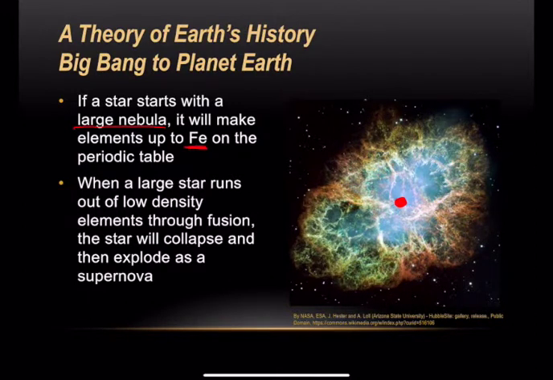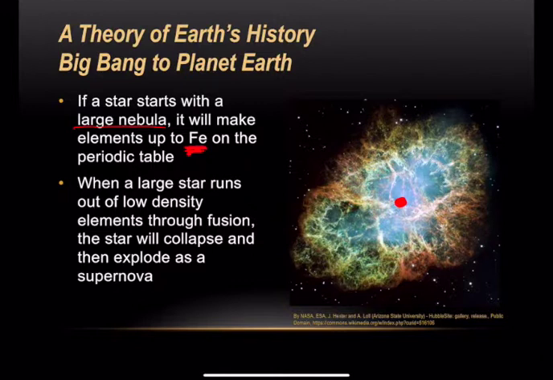It won't make any elements that are higher density or higher mass than iron. As the star goes from making hydrogen to helium and all the way through the elements to iron, it starts to run out of its fuel. The hydrogen and then the helium in each of these becomes fuel. But it cannot burn its iron. Iron is too dense, too high, takes too much energy to burn through nuclear fusion.